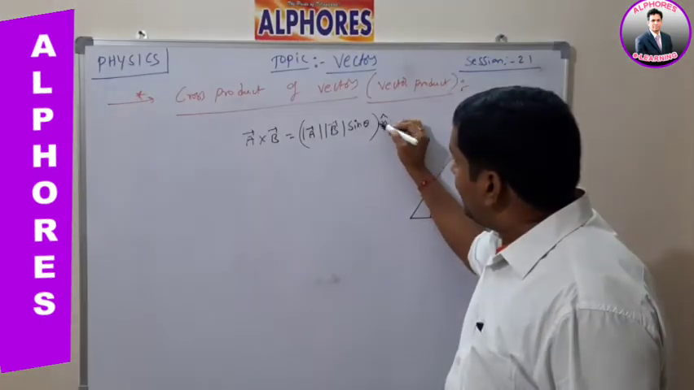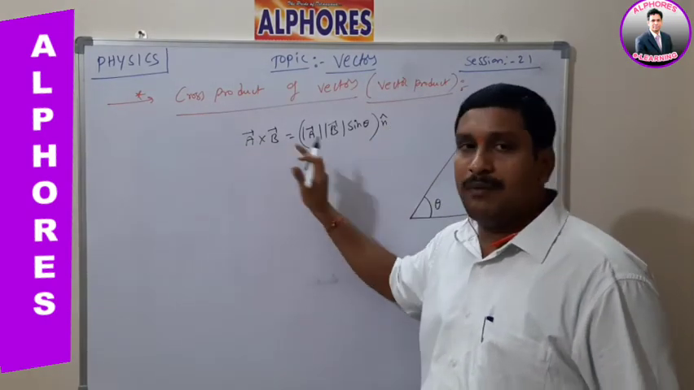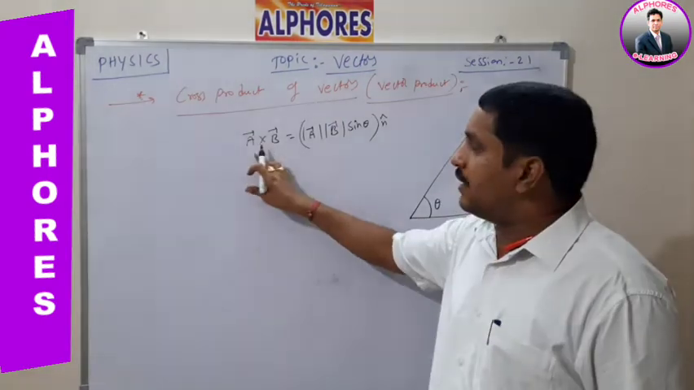That's why here I am taking n cap. N cap is the unit vector which is perpendicular to the plane containing A bar and B bar.